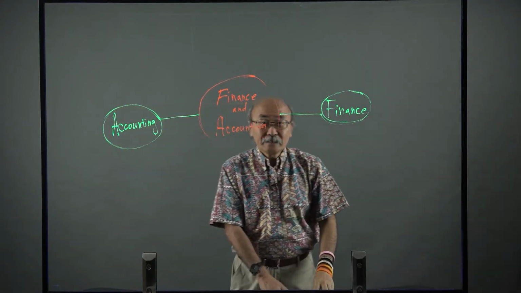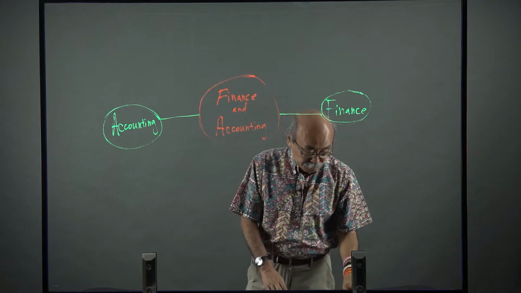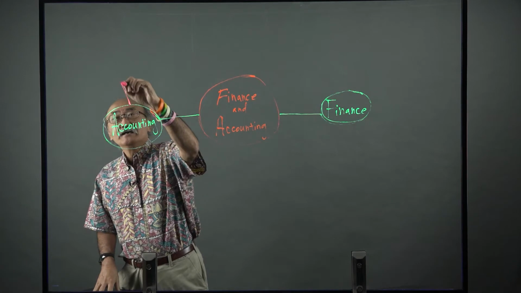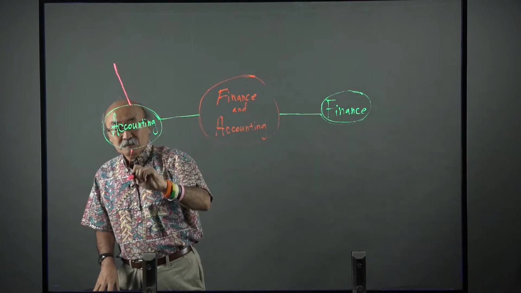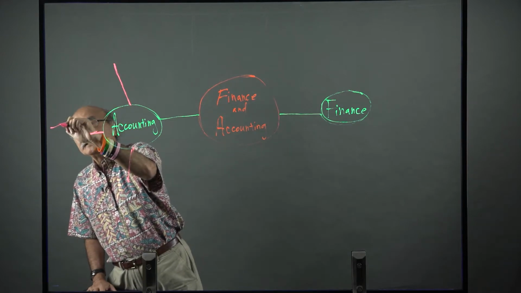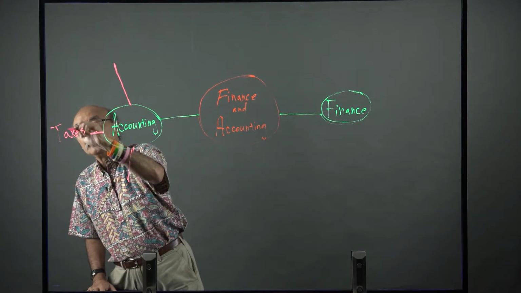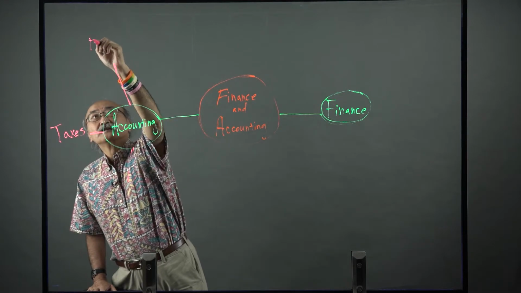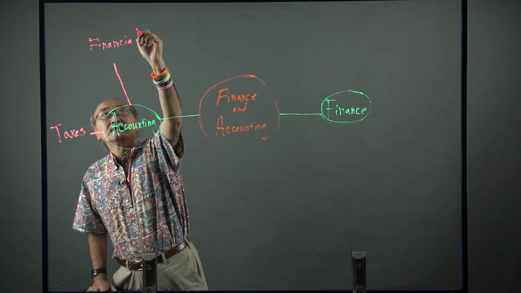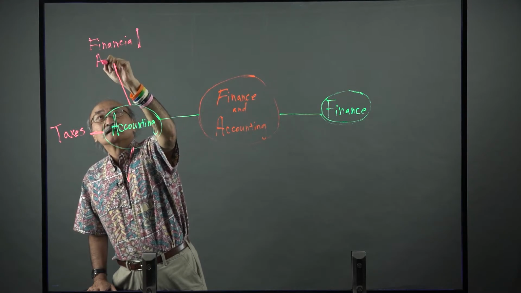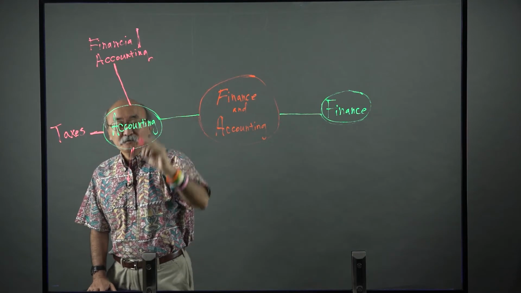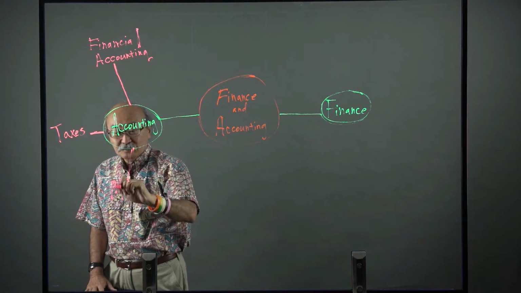Okay, let's take a look at accounting first. Accounting has three major areas. The first area is taxes. Then we have financial accounting. And we have managerial accounting.